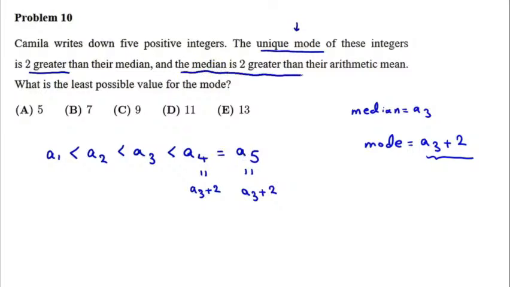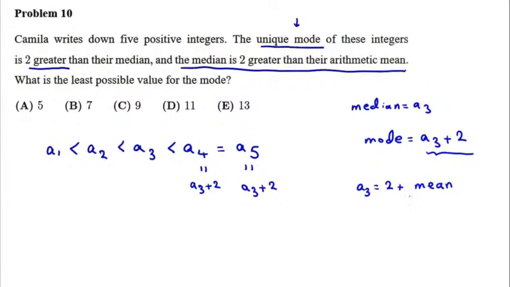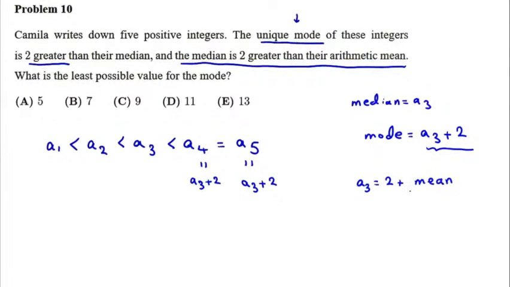The median is 2 greater than their arithmetic mean. So the median, which is A3, is 2 greater than the arithmetic mean. So we conclude that, if you take 2 to the left hand side, it will be A3 equal to 2 plus the mean. The mean is the sum of them: A1 plus A2 plus A3 plus A4 plus A5, all over 5.